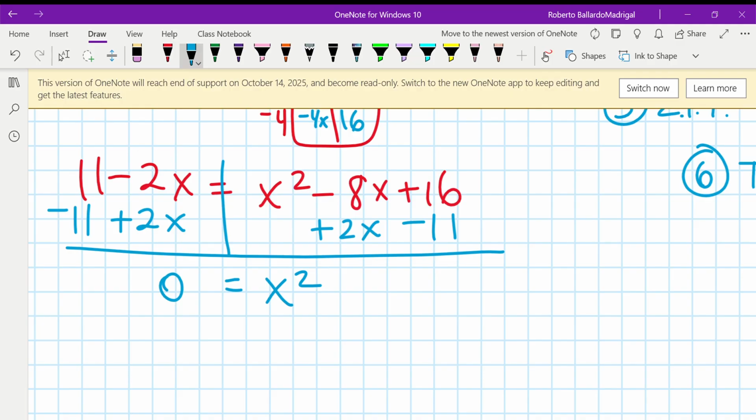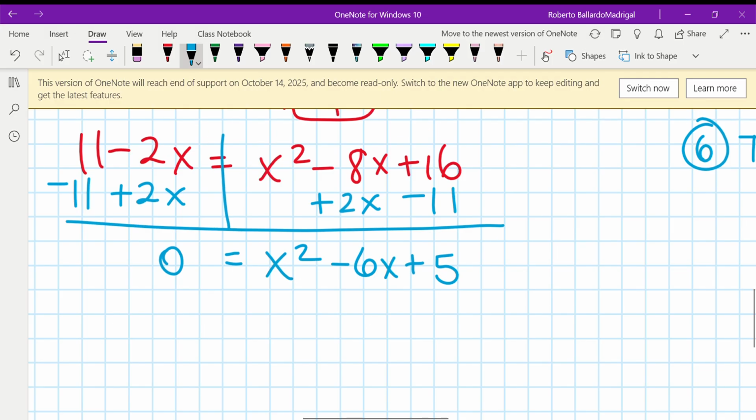So what do I get from completing negative 8x plus 2x? Negative 8 plus 2. No, not negative 10. Go the other way. Negative 6. So minus 6x. And then 16 minus 11. What do I get from that? 16 minus 11 is 5. Plus 5. Okay. All right, so now we have a trinomial.